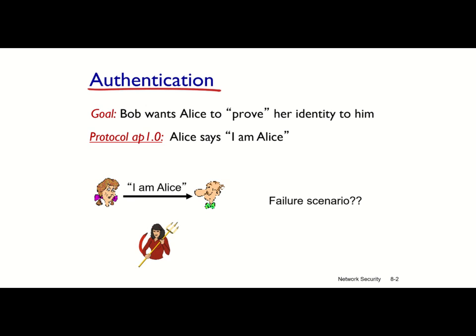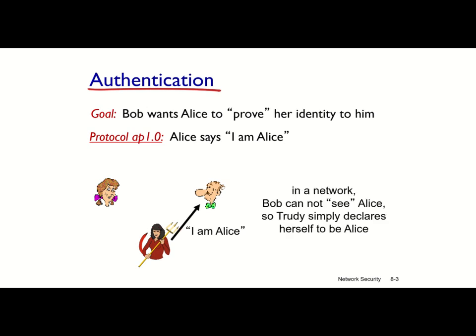In the simplest case, we can assume that Alice can simply say, "I'm Alice." But this will not work, obviously, because the intruder can say the same thing to Bob, can say, "I'm Alice," and Bob has no idea who said, "I'm Alice," the real Alice or the intruder.